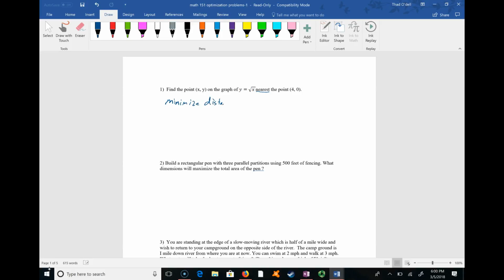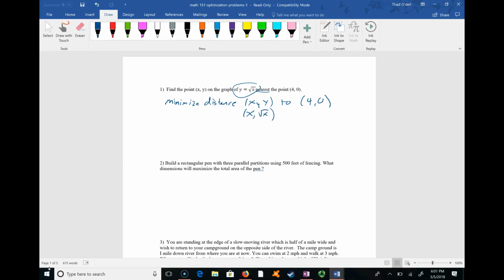the distance from a point x, y to the point 4, 0. And so we need to come up with an equation that represents that distance. Now before we write that equation, we can think about x, y. We're actually looking for the point x, square root of x, aren't we? Because y is described as square root of x.